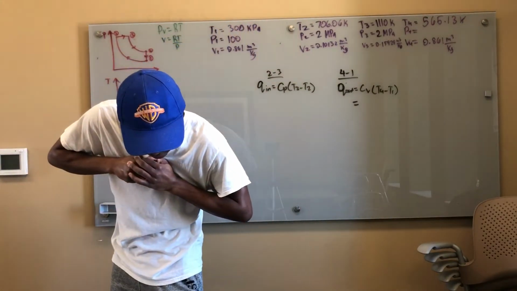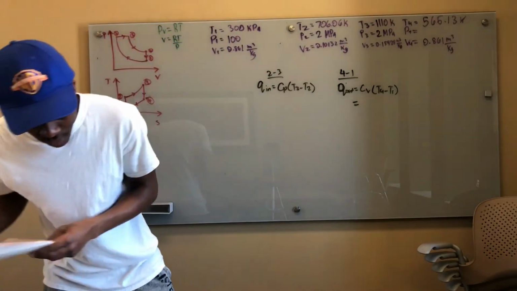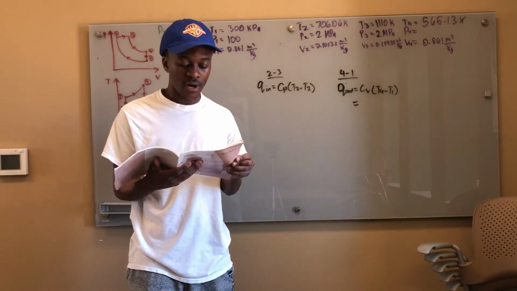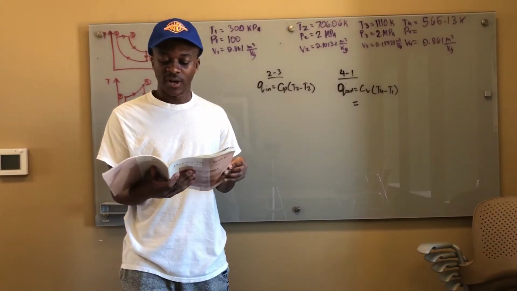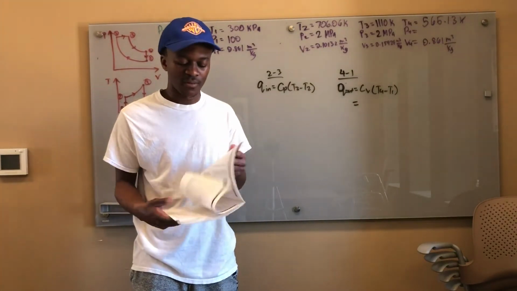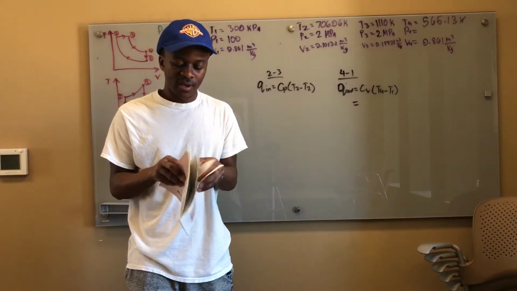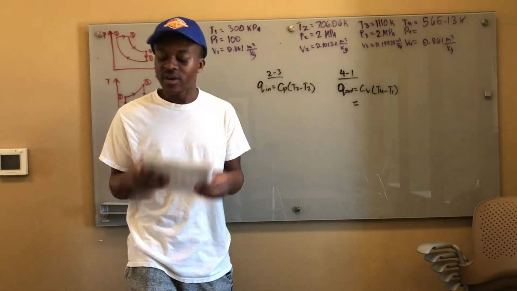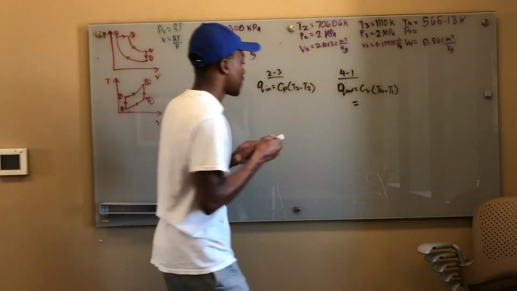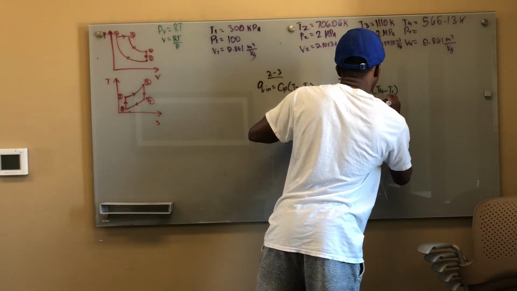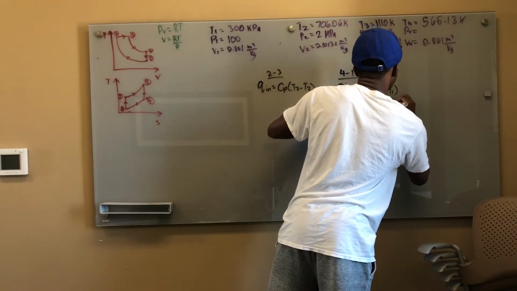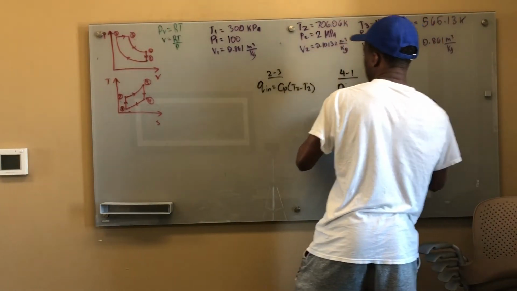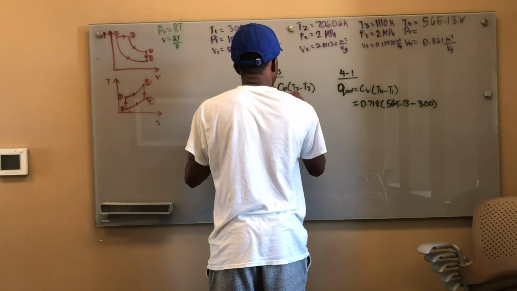Let me double check myself. I didn't write it down. When you want to find the CV for air, you can go into your table, hopefully a table booklet will be provided for you. I wouldn't expect you to memorize everything. But CP for air and CV can be found here. CV is 0.718. T4 is 565.13 minus 300. CP is 1.005.